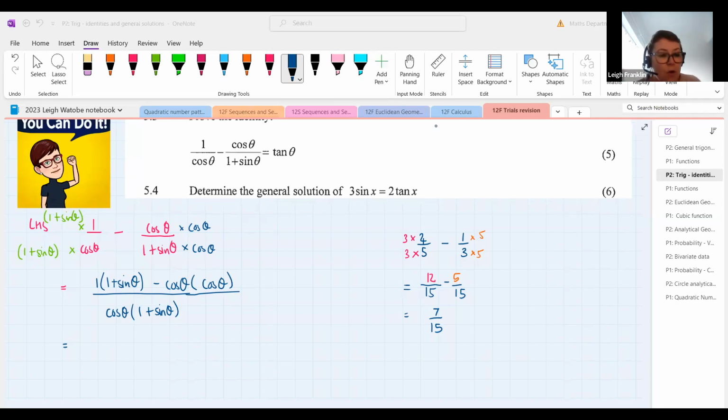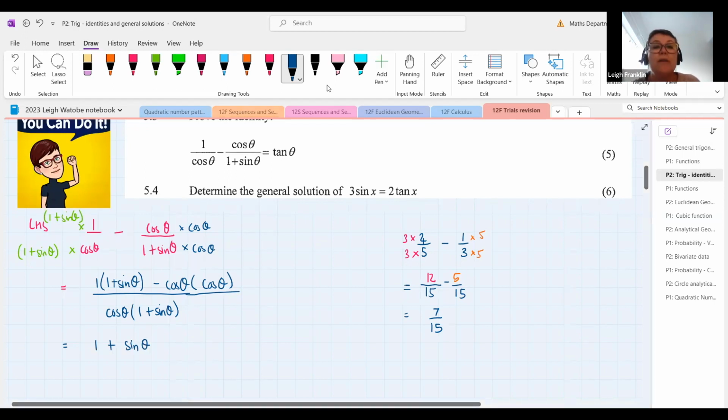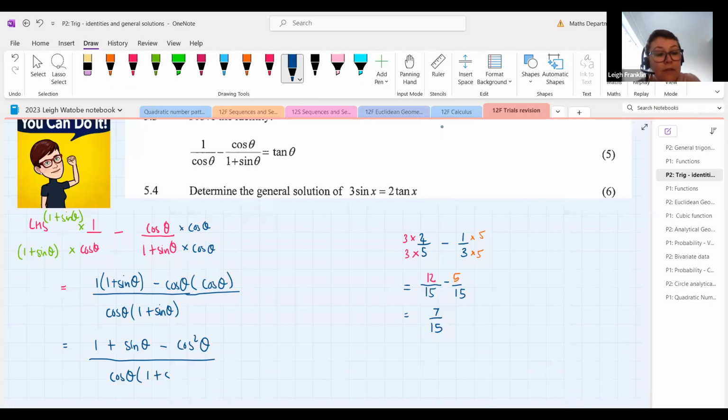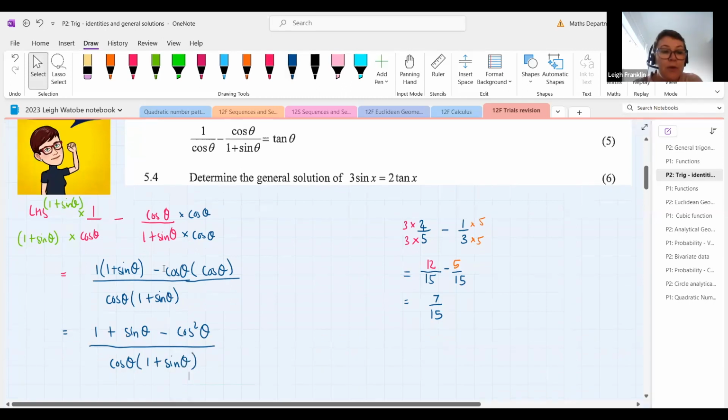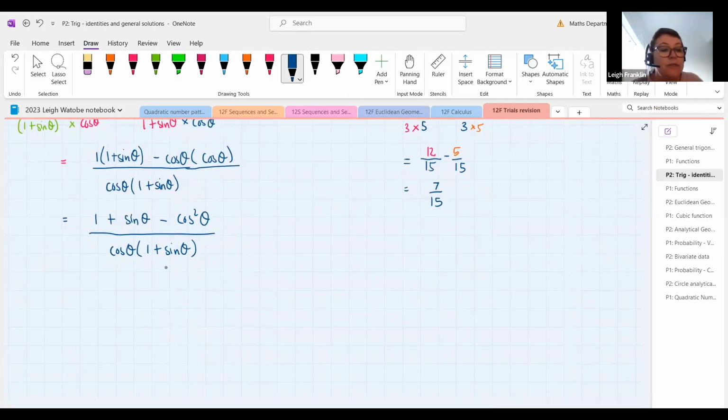So we're going to have 1 plus sine theta over here, because 1 into the bracket is not going to change either of those two, minus cos squared theta. And at the bottom, we've got cos theta into 1 plus sine theta. So now we appear to be stuck. And I use the word stuck in inverted commas because, of course, we're not really stuck. There is something that we need to do, but we are not allowed to cancel.